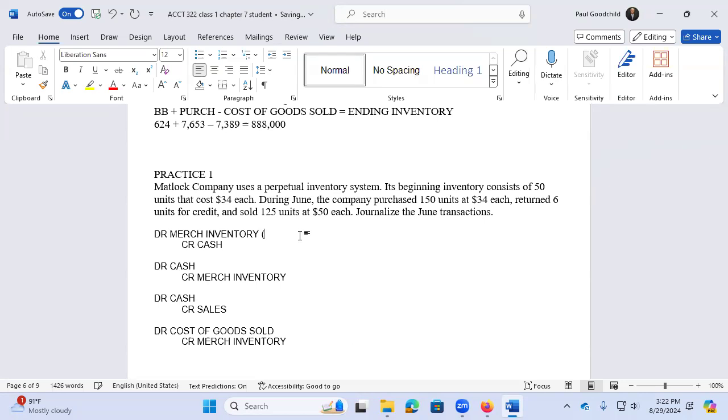Okay, so here we purchased 150 and our cost was $34. So we have a debit of $5,100. Of course, because we have to match our journal entry, 5,100. Now we return six of them, so times 34. Got 204 there. And 204. We have sales, 125 times 50. That number is 6,250. Our credit sales, 6,250.